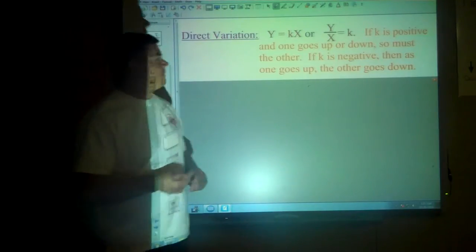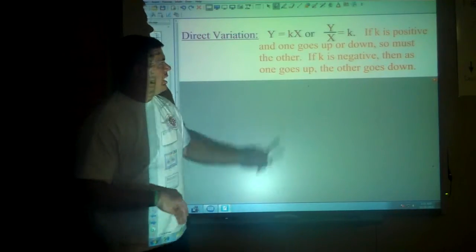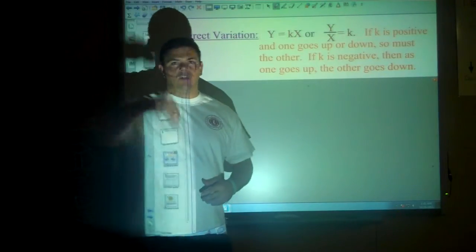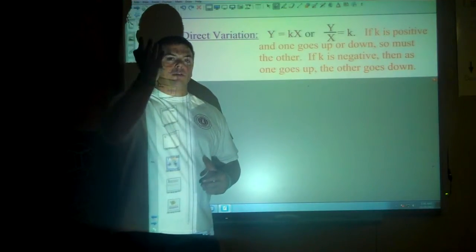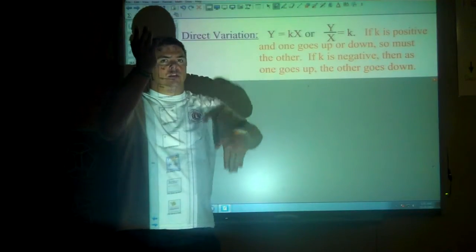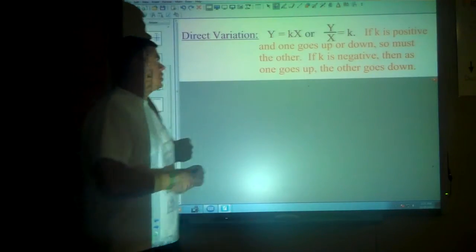That's the positive k. Now, if k is negative, anything less than 0 is negative, then as one value goes up, the other value is going to go down. So, for example, the longer I run, the less energy that I have. That would have a negative constant, a negative connection.